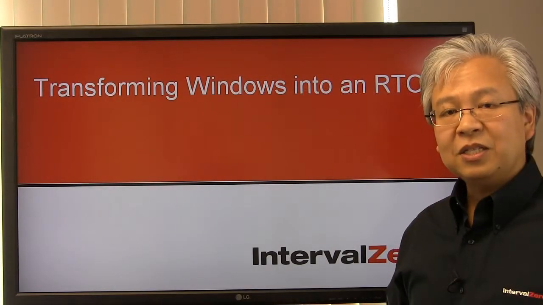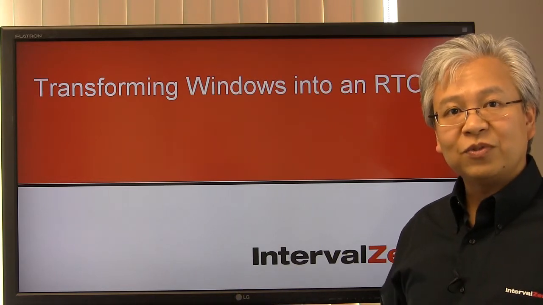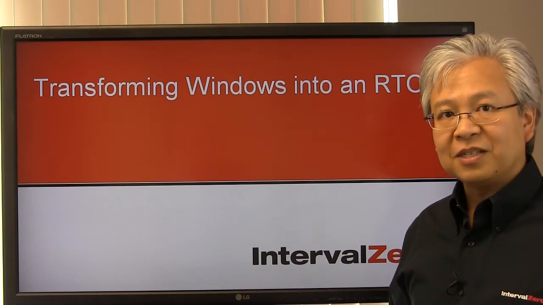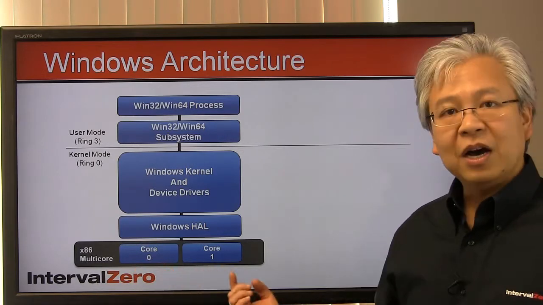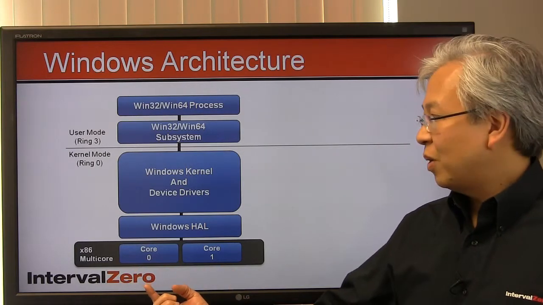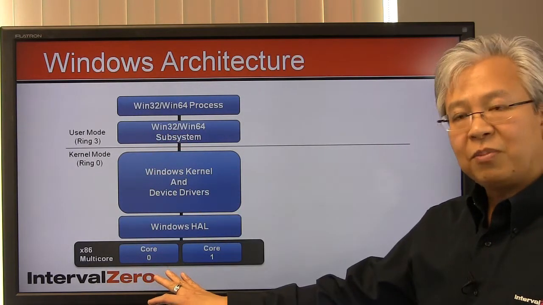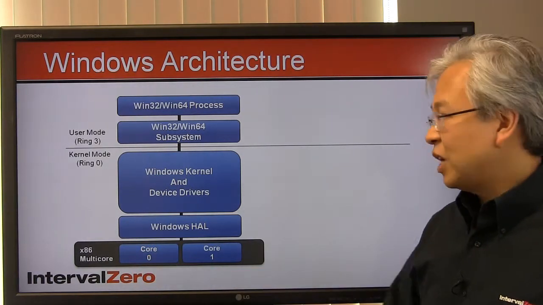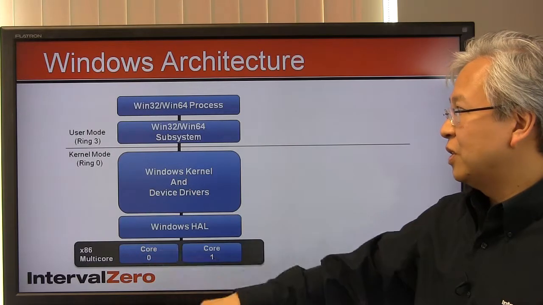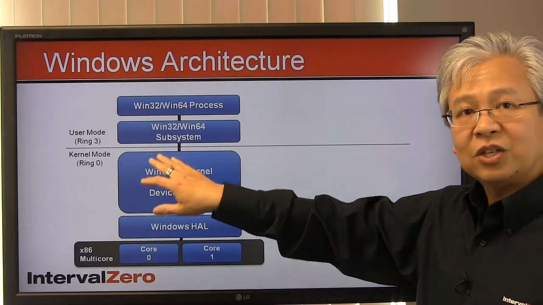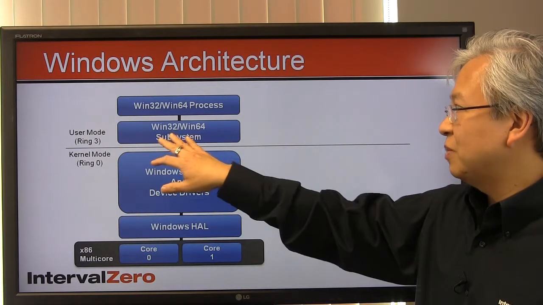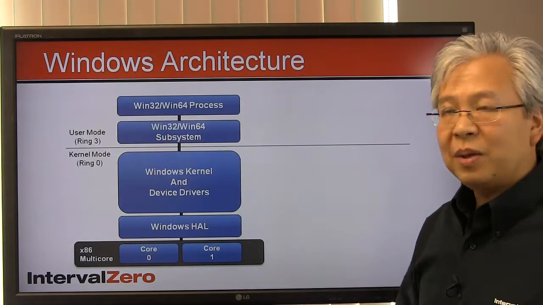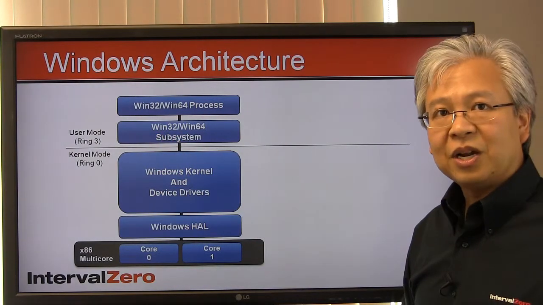So in the next couple minutes, we're just going to talk about how RTX transforms Windows into a real-time operating system. Here we have a dual-core x86 platform, and here you have the Windows operating system. So this should look pretty standard. We have the Windows hardware abstraction layer here. Here's the kernel and scheduler. Here we're crossing into the user mode. This is where the subsystem is, the Win32 APIs, and then the application up above.